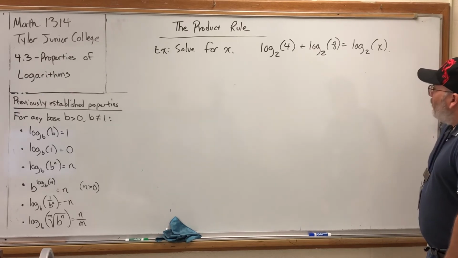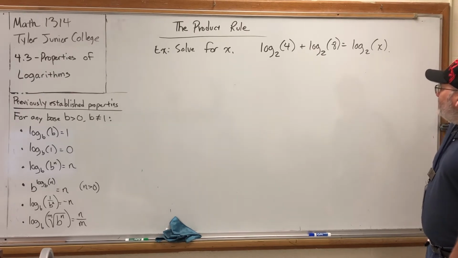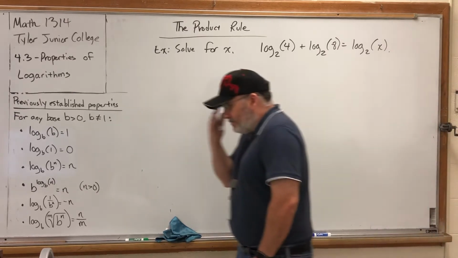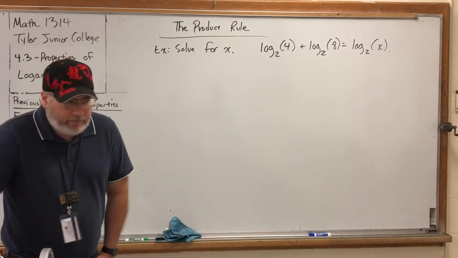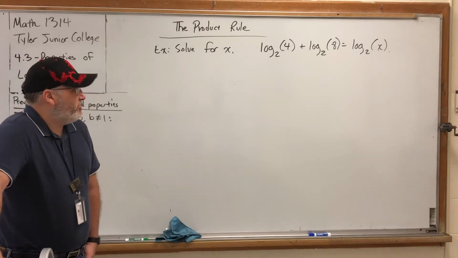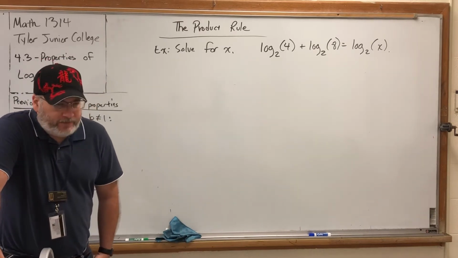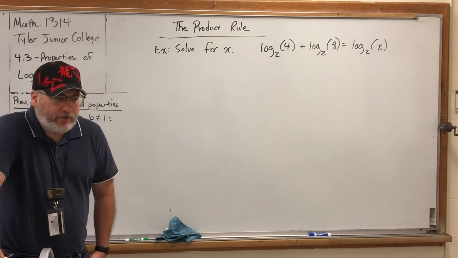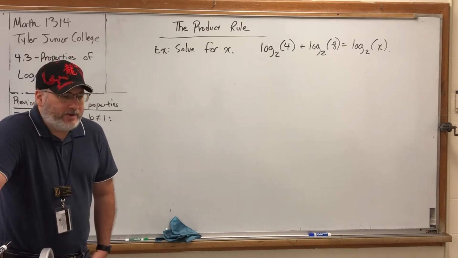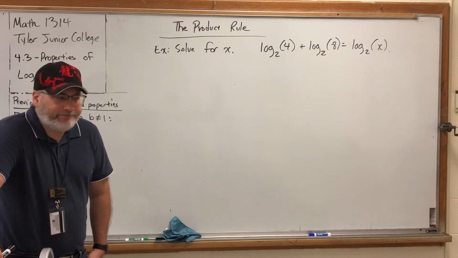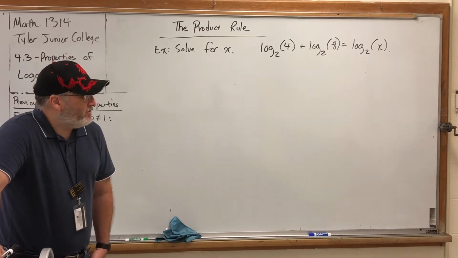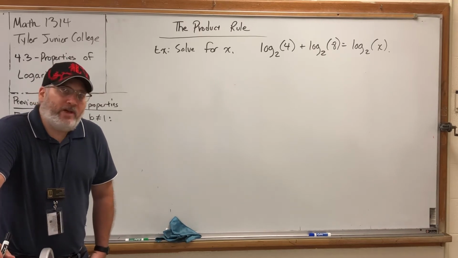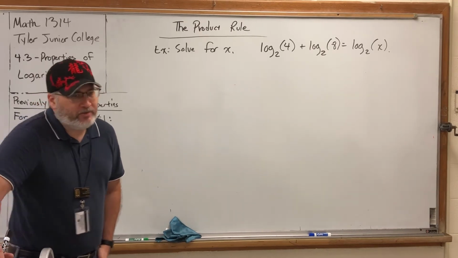Log base 2 of 4 plus log base 2 of 8 equals log base 2 of x. Now, how are we going to solve this? Well, there are two general strategies in solving for any variable in an equation. Number one, simplify what you can. And number two, get rid of what you can't simplify. On the left side of this equation, we have two logarithms that are strictly numerical. So if we ask the right questions, we should be able to get their answers.